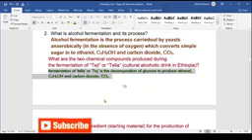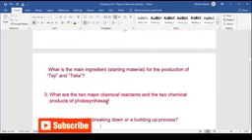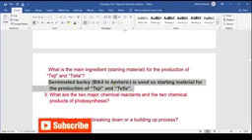The next question: What is the main ingredient or starting substance or material for the production of tej and tella? The main ingredient for the start of this is known as germinated barley, or what we call bickle in Amharic.